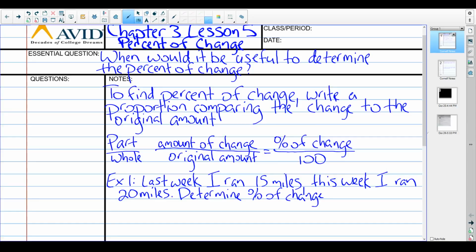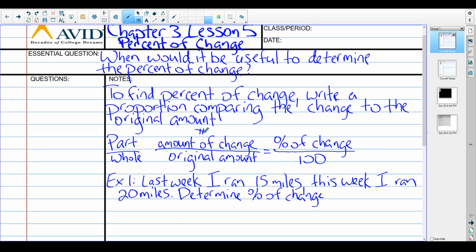So when will it be useful to determine the percent of change? The only actual note part of this: to find percent of change, you write a proportion comparing the change to the original amount. So it's still a percent proportion, still part to whole. Only now, what makes it even easier is that every single one will look exactly the same. It'll always be the amount of change compared to the original amount.